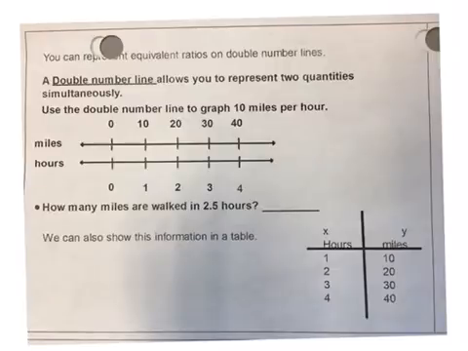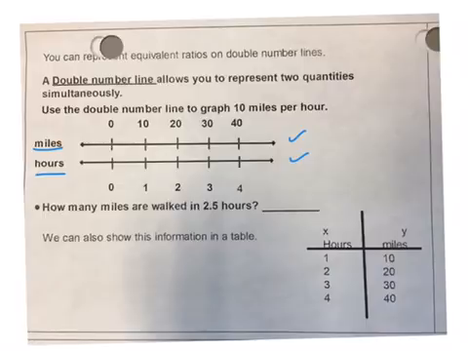So today we're going to look at double number lines. As you can see, a double number line is just made up of two number lines that are put on top of each other. You can show two quantities at the same time. So we can show miles and hours.